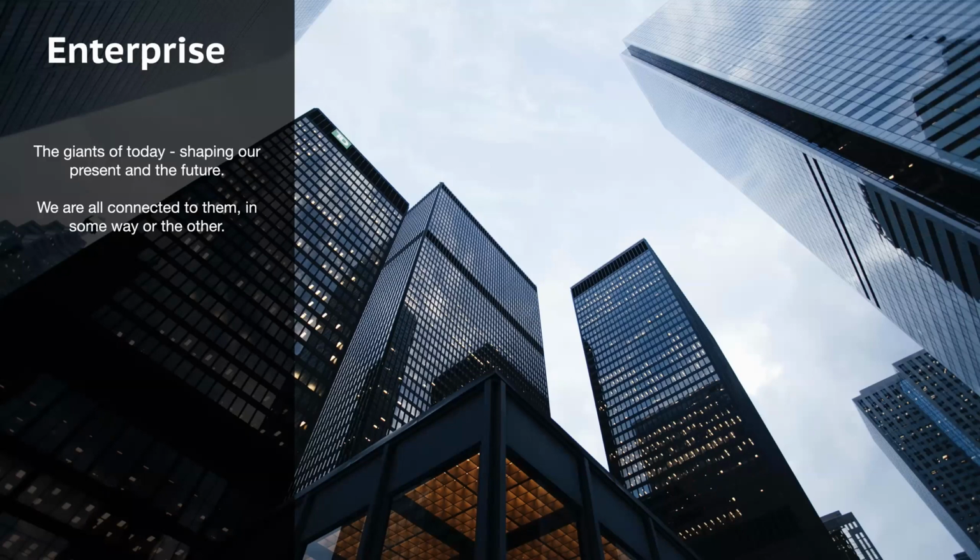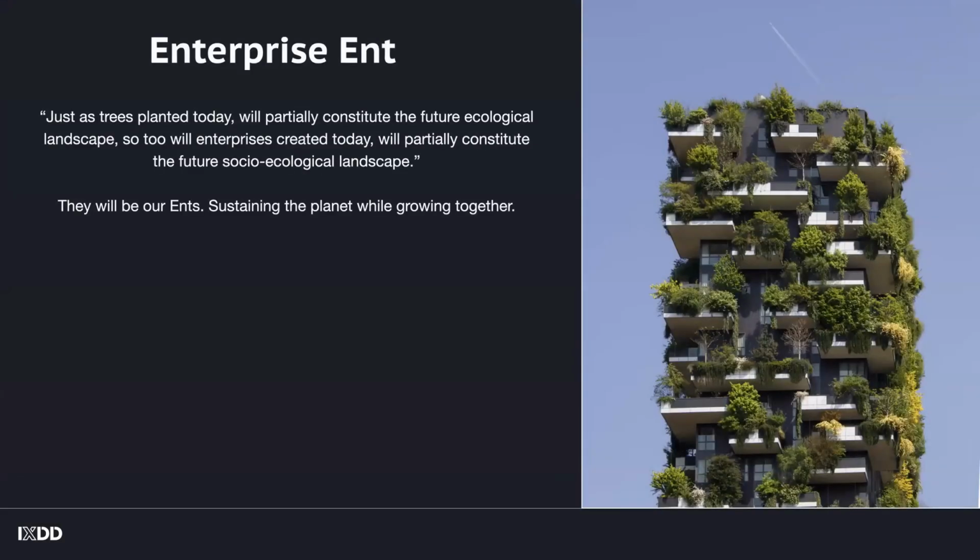Ents are the natural species, and they're here just to preserve the ecosystem. Enterprise, on the other hand, are generally considered as these big profit-making machines, and not so much about preserving the ecosystem. But I think that's the idea that I want to change today, and I want to lead this discussion towards the idea of enterprise Ents. Now, just as trees planted today will constitute our future ecological landscape, similarly, enterprises created today will constitute the future socio-ecological landscape. And this is through their products and services.